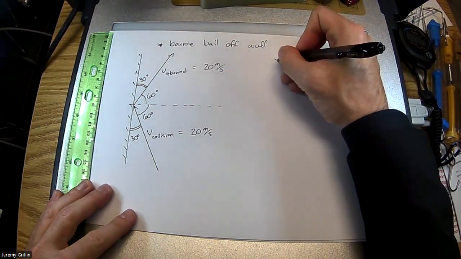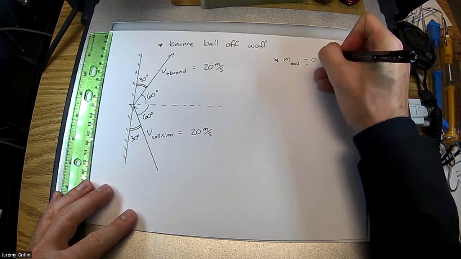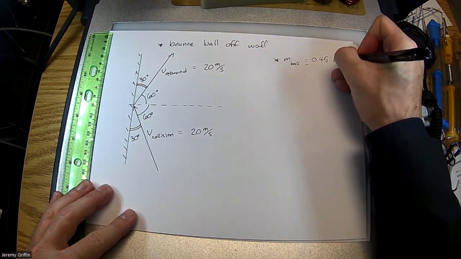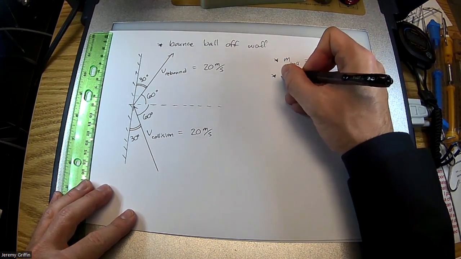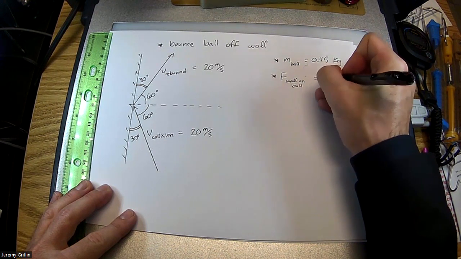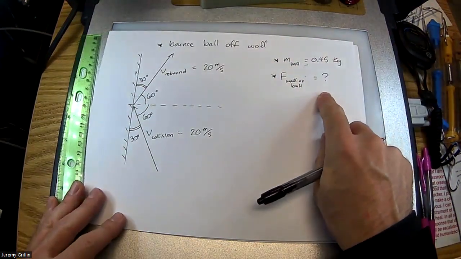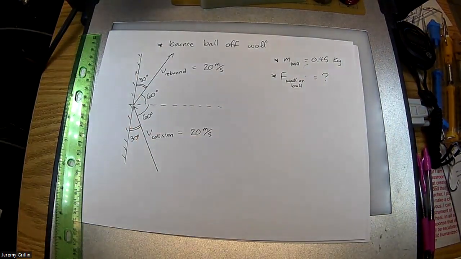Let's say that the mass of the ball is 0.45 kilograms. That's a baseball right there. And the question is, what is the force of the wall on the ball? So there's your question. What force interaction happens during the bounce right there?